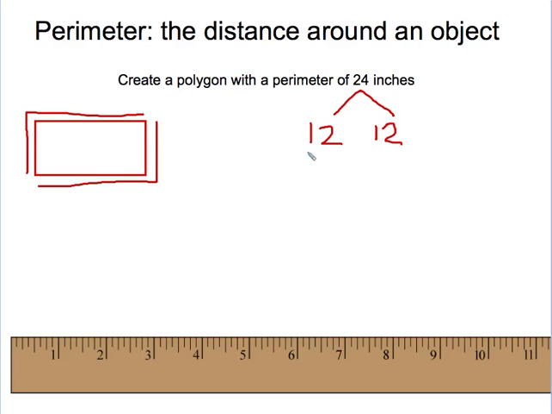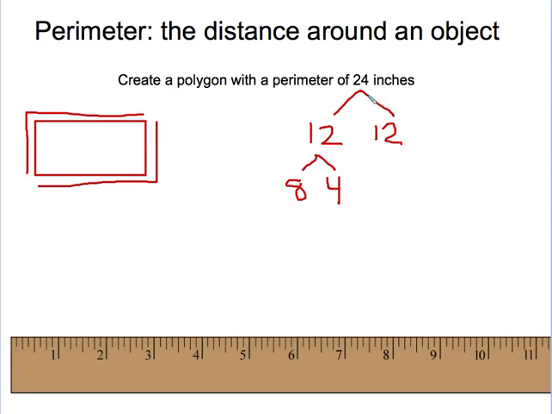Now I want to break it up even further. I want a short side and a long side, so I just need to think about what is a small number and a big number that when I add them together, it's going to equal 12. Well, I could do 1 and 11. I could do 2 and 10. I could do lots of different numbers that will eventually add up to 12. I think today I want to do an 8 and a 4.